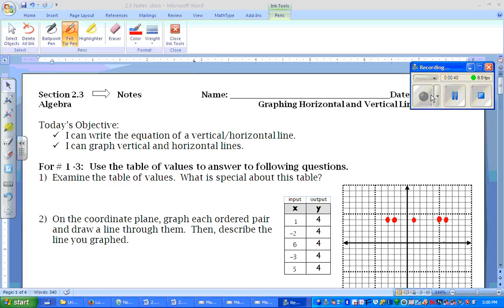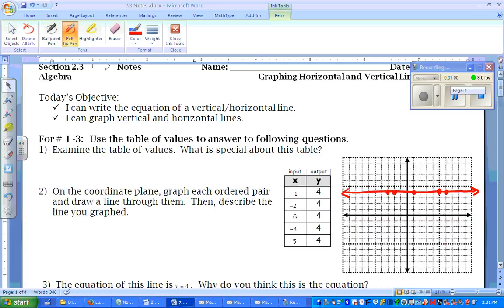After you graphed the coordinates, this is what you should get. I'd like you all to draw a line through these points to connect them, and start to think about how you could classify this line. Would you say that it's horizontal or vertical?